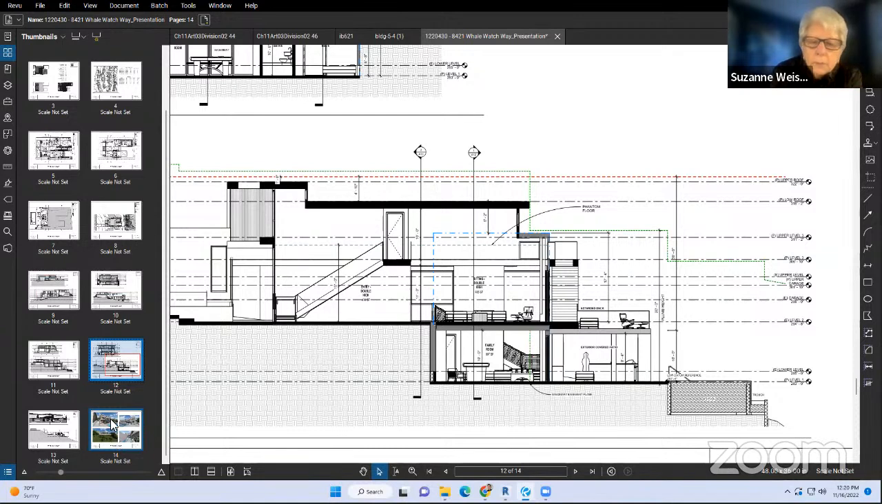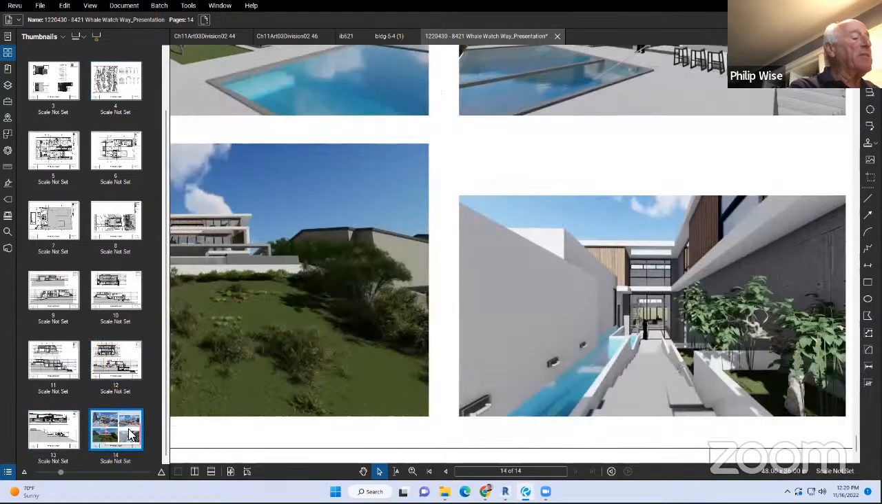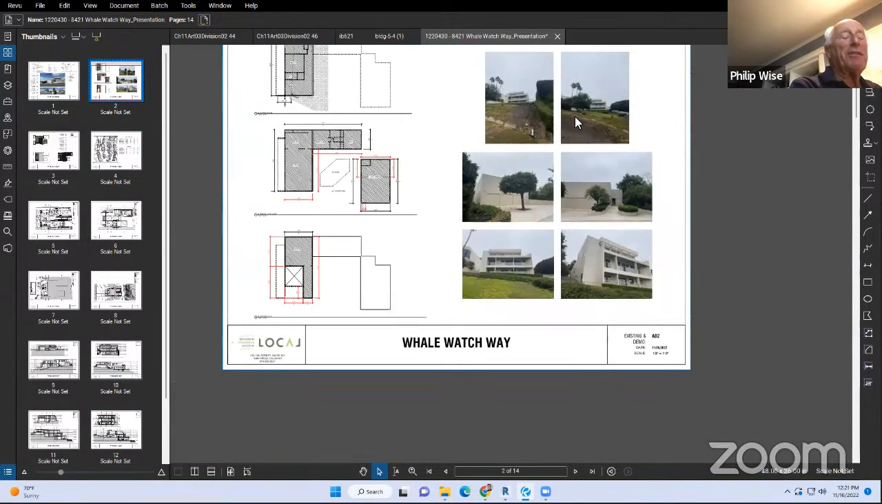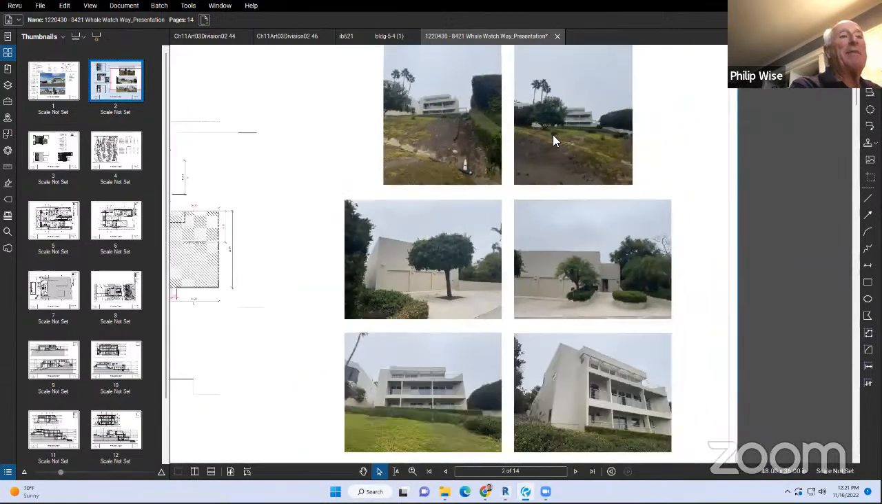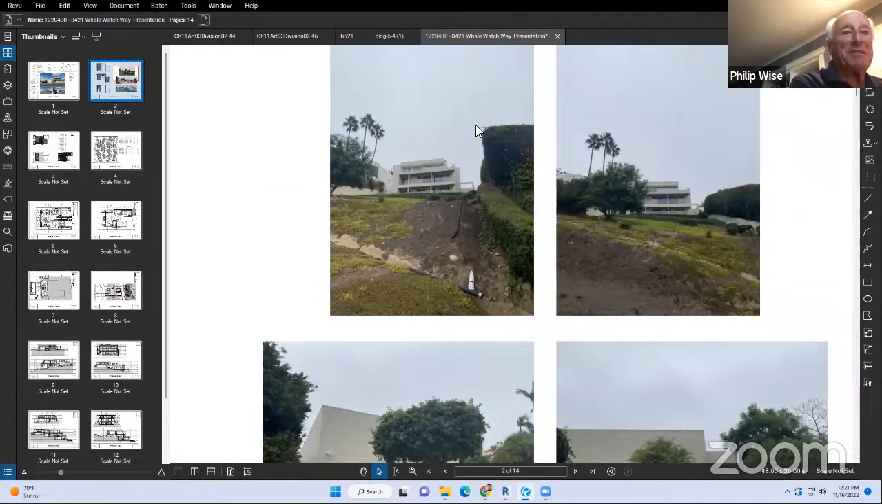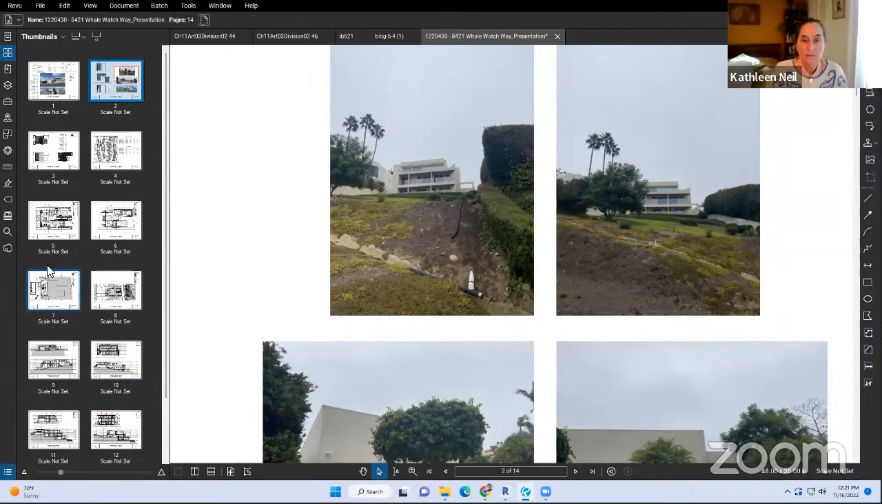Certainly bulk and scale fits with the area. I don't know. Anybody else have anything? Bill? Yeah, the only thing I would recommend, because I looked at the property from Whale Watch looking up towards the existing house, and it kind of looks like a ski run without any trees. If your architect or your landscape architect could make that slope a little more inviting with some type of plantings and stuff, that would be great. Sure, that's a great recommendation. And I think it fits.